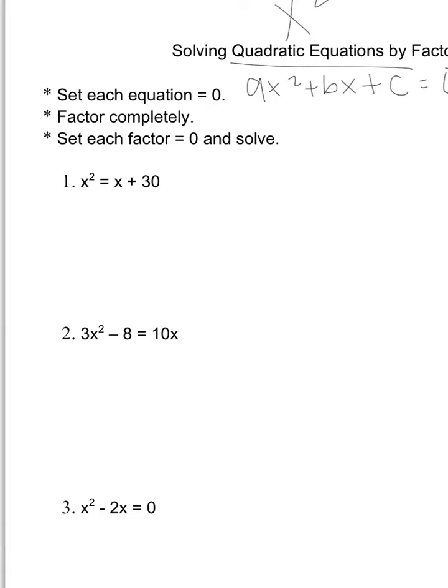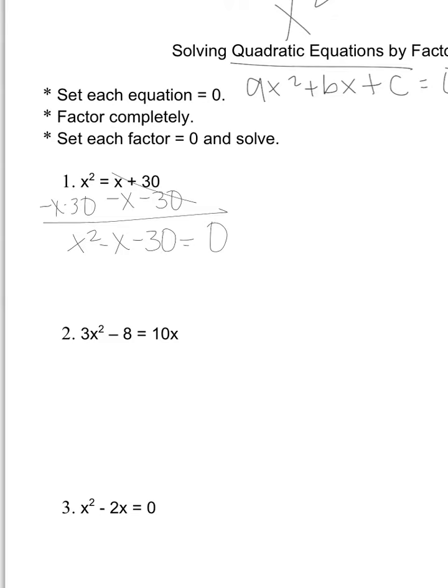Notice it's not set equal to 0. Remember when we were factoring, we talked about our a, which was the coefficient of x squared. We always want it to be positive. Notice that our x squared term is already positive, which means I don't want to subtract it to the other side. So the first step I'm going to do is subtract x and subtract 30 on both sides. So I have a 0 on that right side now. Write it in standard form: x squared first, then minus x, and then minus 30. Okay, so we have our equation equal to 0.